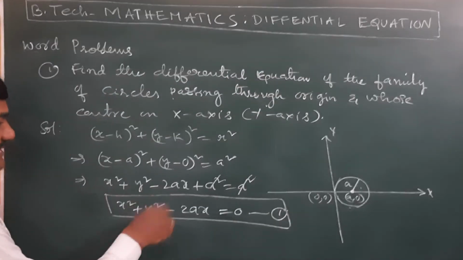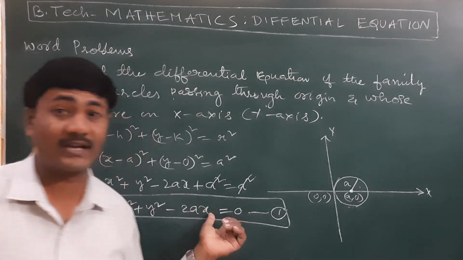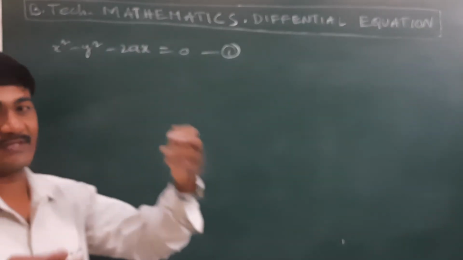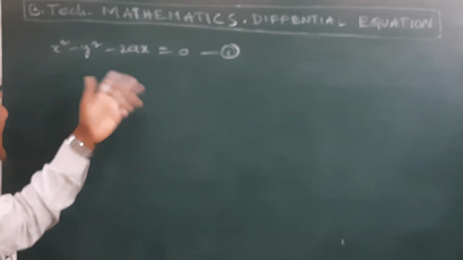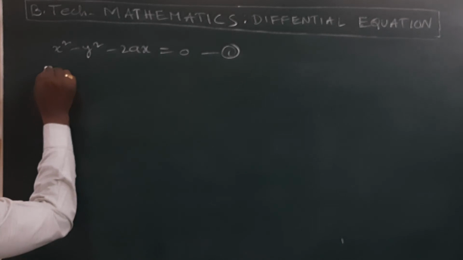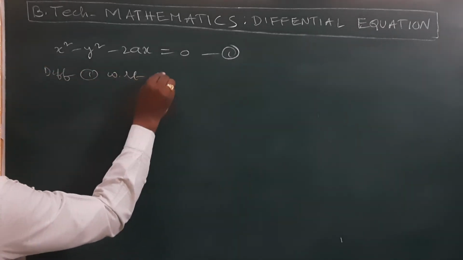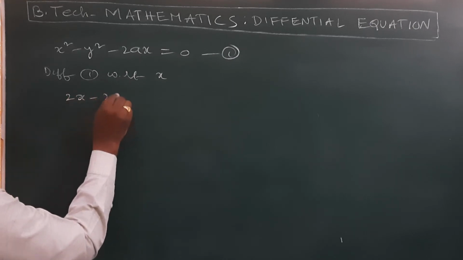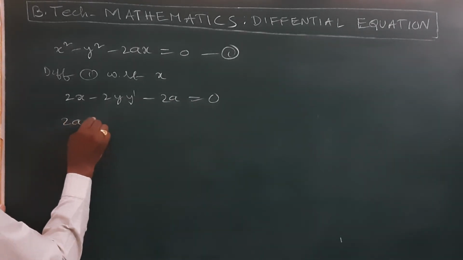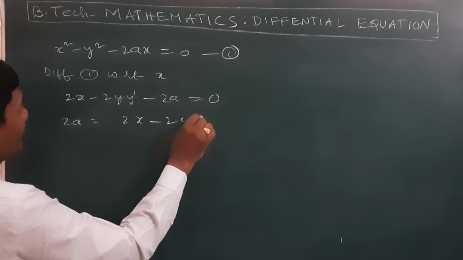So first of all, differentiating with respect to x and eliminating the constant, we get a differential equation. So now, the equation of the circle passing through the origin whose center is on x-axis is x square plus y square minus 2ax is equal to 0. Differentiating 1 with respect to x, that is 2x plus 2y into y dash minus 2a is equal to 0. So 2a is equal to 2x plus 2y into y dash.